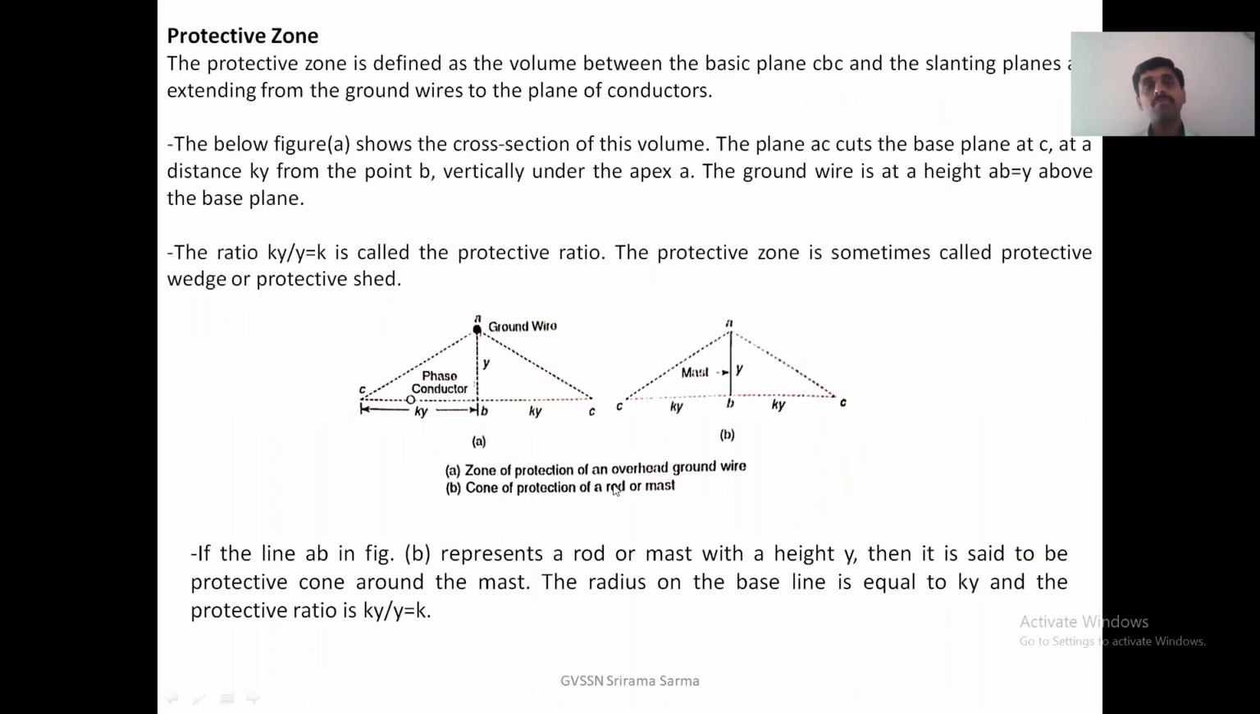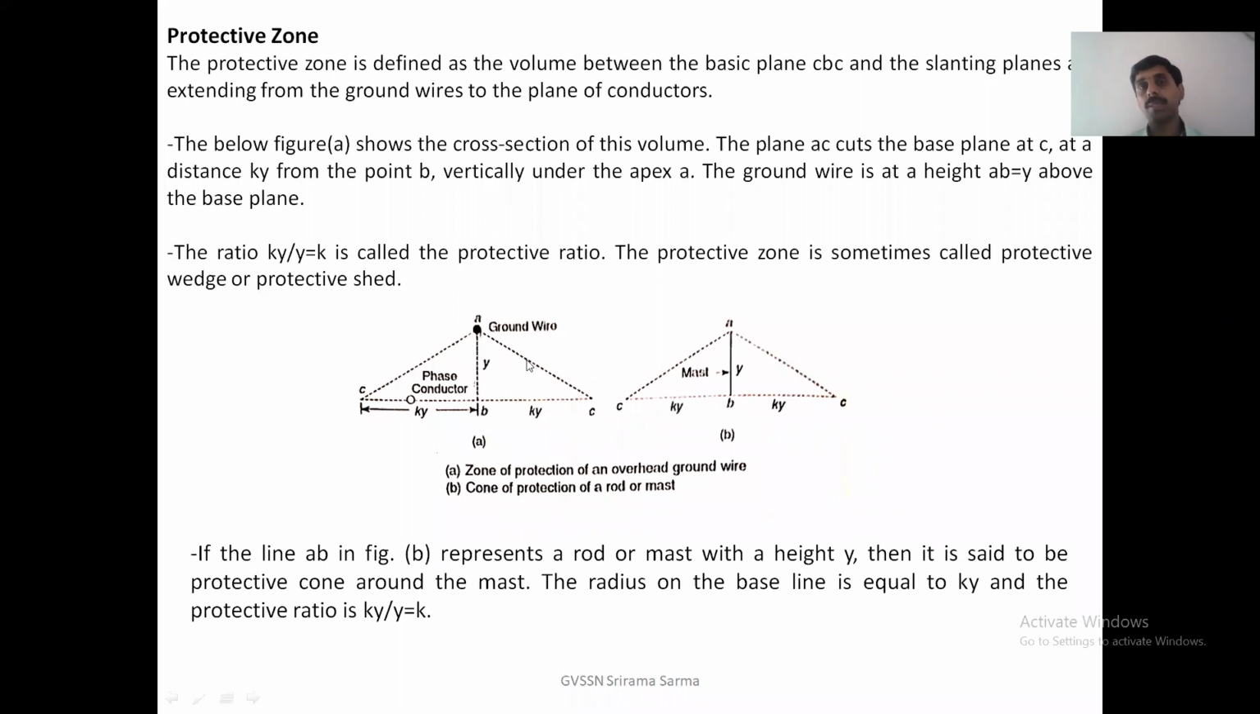So what is the protective zone? If you observe, just like a cone, if you take a triangle and draw a cone, this is the protective zone. Protective zone is defined as the volume between the basic plane ABC and the slanting plane AC extending from the ground wires to the plane. So if you take this line, just like a cone, this is the protective angle.